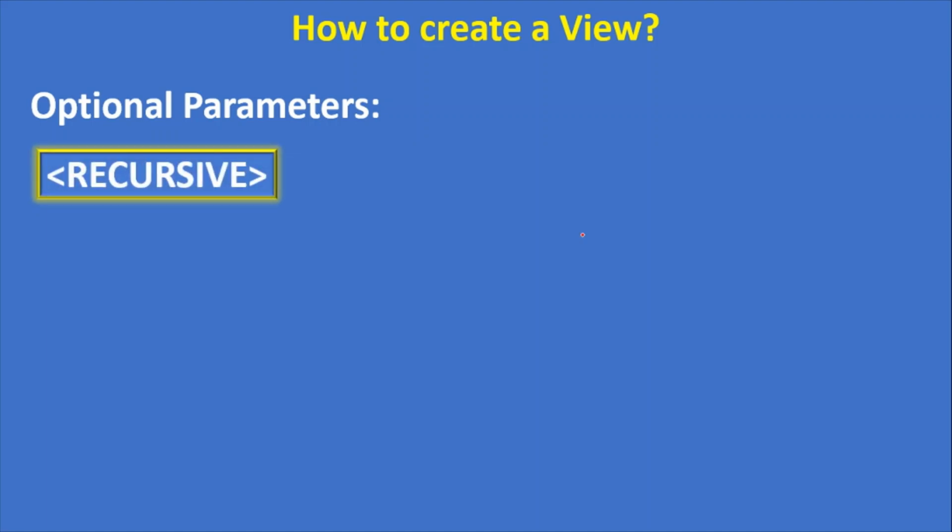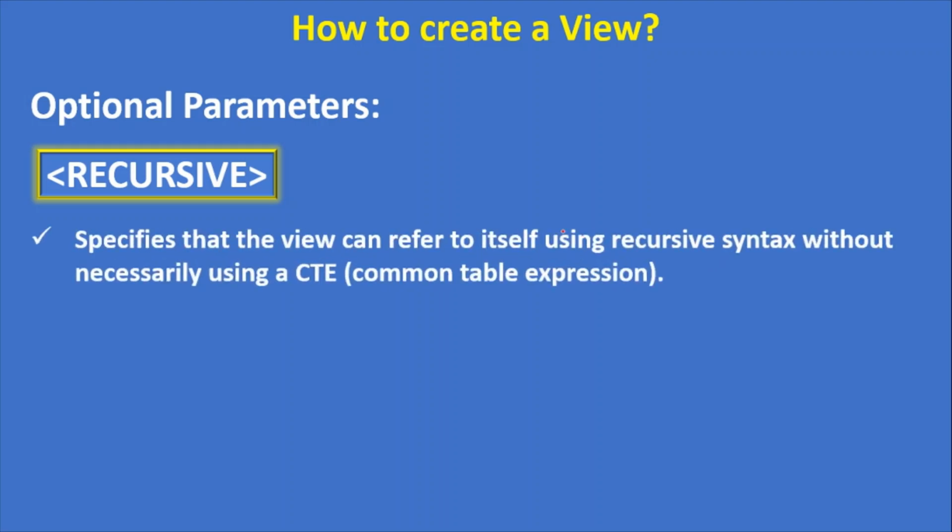The other one is the recursive view. If you want to create a recursive view, then you have to use the recursive keyword as part of your DDL. It specifies that the view can refer to itself using recursive syntax without necessarily using a CTE. CTE is nothing but a common table expression.